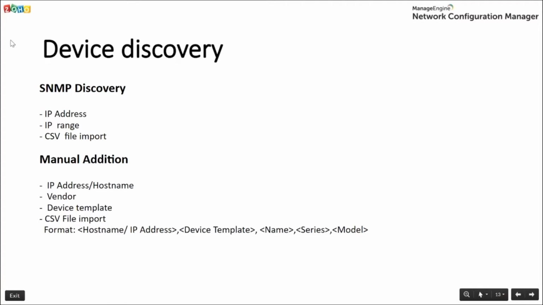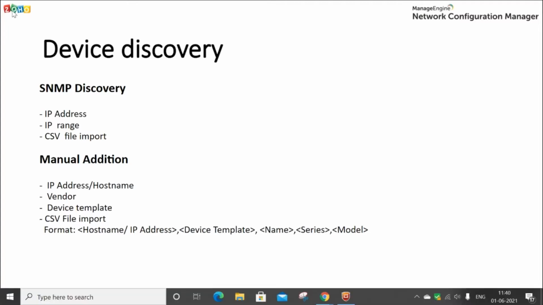So there are 3 ways to discover a particular device in Network Configuration Manager. One is IP address. You can provide the IP address, IP range, or import a CSV file using SNMP discovery. The second way to discover a device is manual addition, where you can provide the elaborate details of what's required to add a device to your network environment. Also, the third way is importing a CSV file. So I'll talk about this in detail and help you with it.